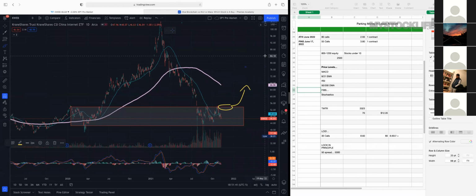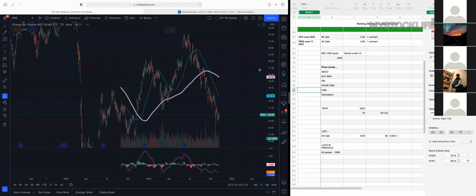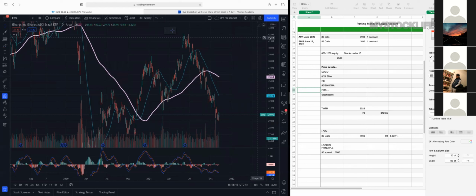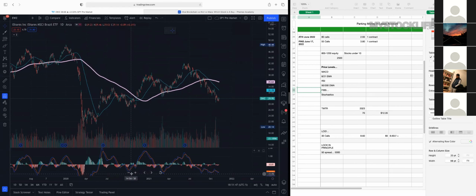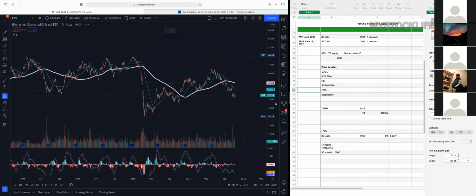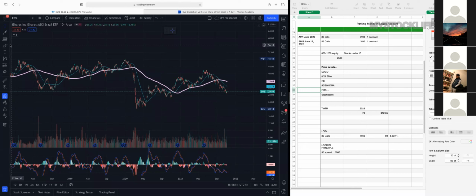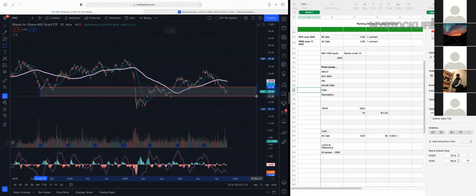EWZ, I feel like that one has been making higher highs, higher lows. It did break below 30 there. I wanted to see that hold, but if it does bounce back up and we see emerging markets recover, this will probably go back to 40, 45. So just another one to keep an eye on as well.